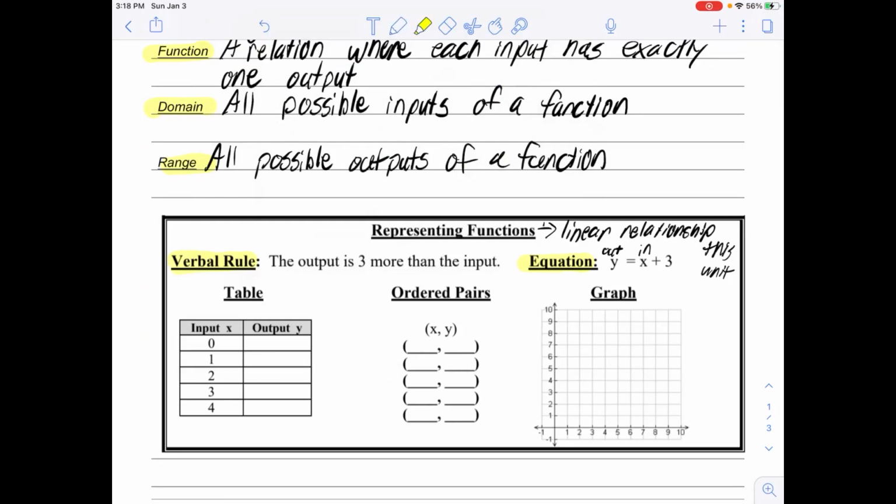So the next way I can present this is in a table. So if I have a table for this function where whatever my x is, I add 3 to get my y. Well, if I have 0 for my x, to figure out what y would be, I would just put in 0 plus 3. That's 3. And I can keep doing that. So whatever is in my x, all I'm going to do is add 3 each time, and that's going to get me my output. So 1 plus 3 is 4, 2 plus 3 is 5, 3 plus 3 is 6, 4 plus 3 is 7.